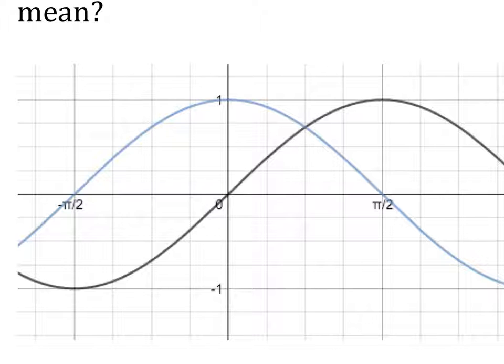Okay, we have a blue graph and we have a black graph. Which one is cosine? Do you remember? Blue. Yay, good. The blue one is cosine and the black one is sine. All right, let's remember what everything is.